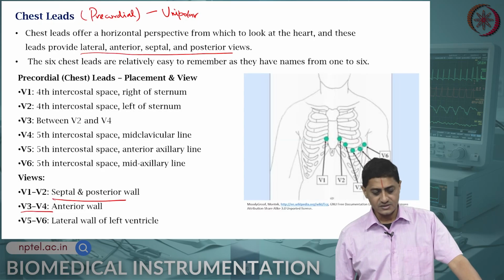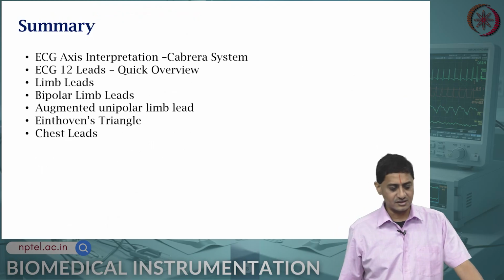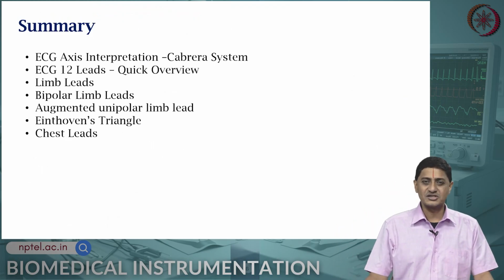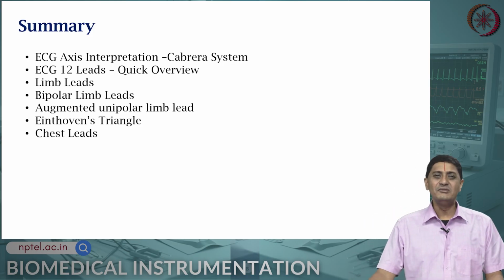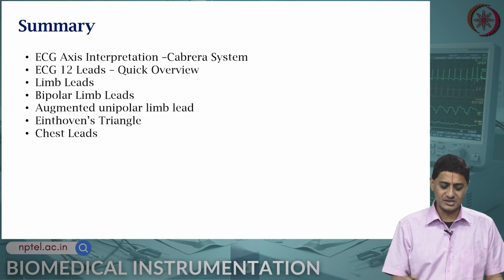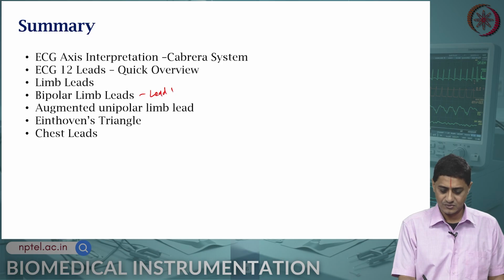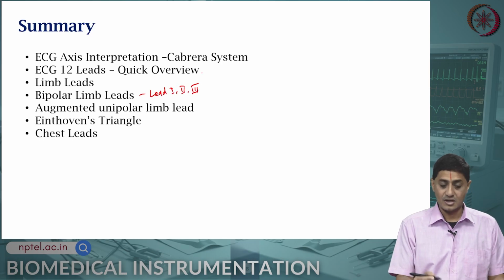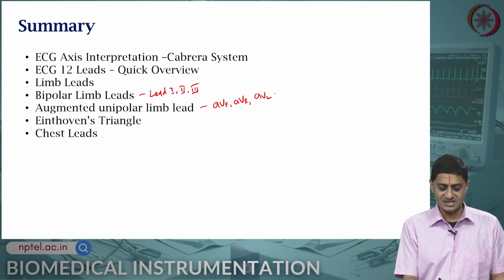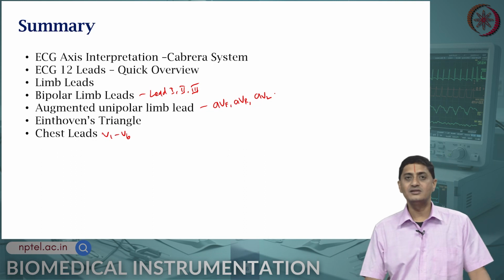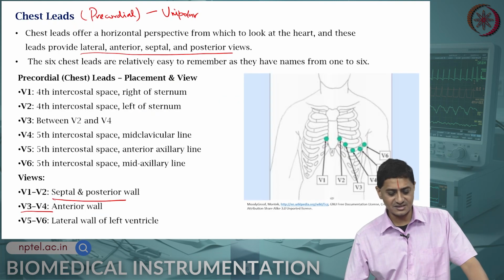Okay. So, what we have seen so far are the axis interpretation using the Cabrera system, a quick overview of the 12 leads of ECG and the limb leads, lead 1, lead 2 and lead 3, the bipolar limb leads, the augmented unipolar leads AVF, AVR, AVL, and then the chest leads V1 to V6 and the Einthoven triangle.